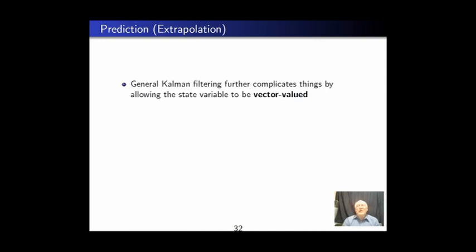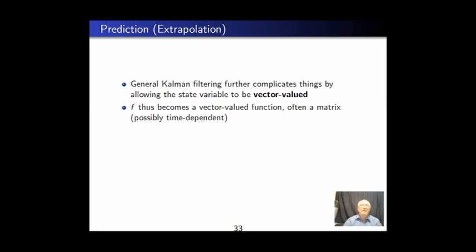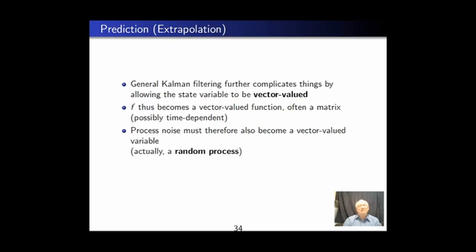General Kalman filtering also further complicates things by allowing the state variable to be vector valued. So f thus becomes a vector valued function, and it's often a matrix that multiplies the state, possibly a time dependent matrix. The process noise itself, in order to be, say, additive, would have to be of the same dimension as the state variable, so we typically have a vector valued noise process as well.